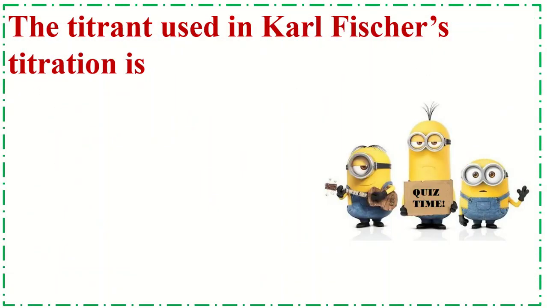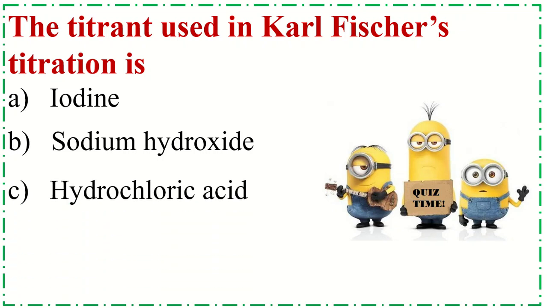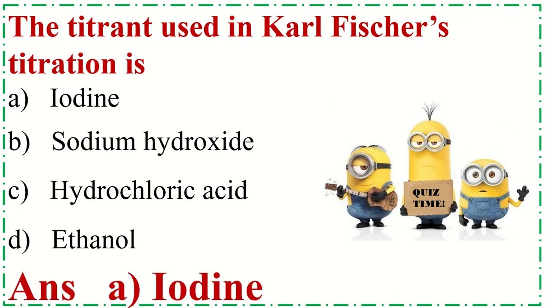The titrant used in Karl Fischer titration is option A iodine, B sodium hydroxide, C hydrochloric acid, and option D ethanol. Correct option is A iodine.